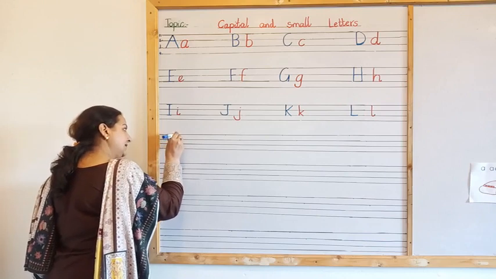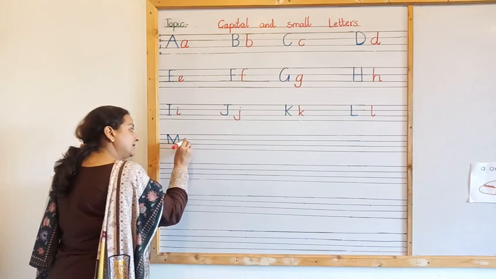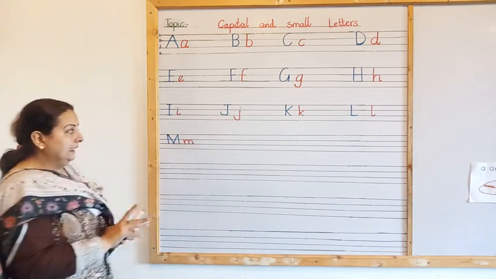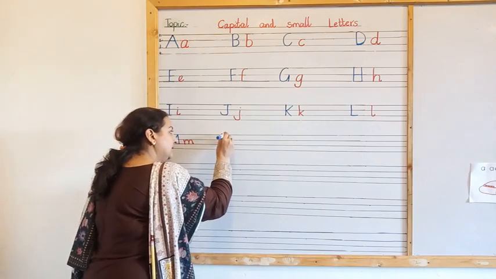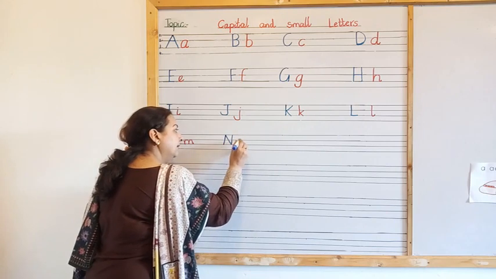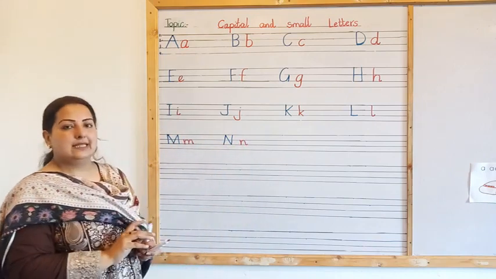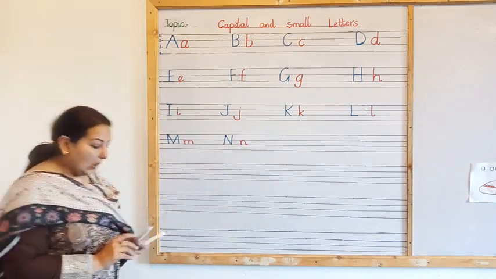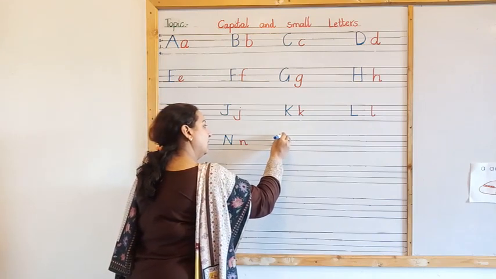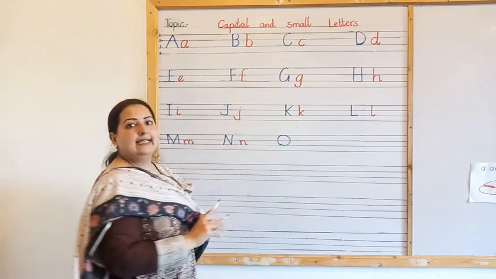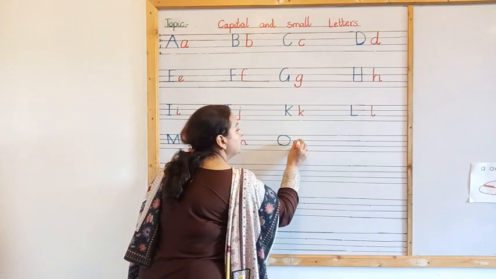In upper three lines, M. And in center two lines, small m. What comes after M? N. In upper three lines, N. And in center two lines, small n. What comes after N? O. Around. And in center two lines, you will write small o, around.